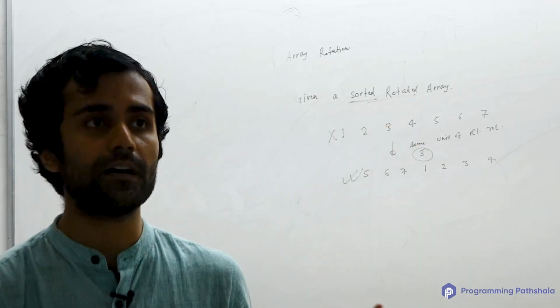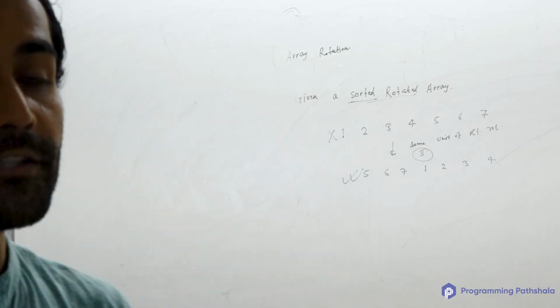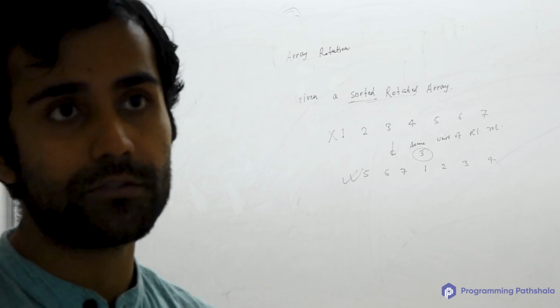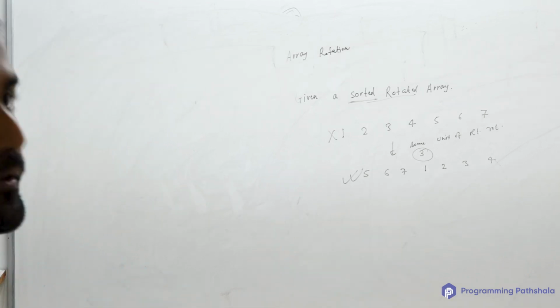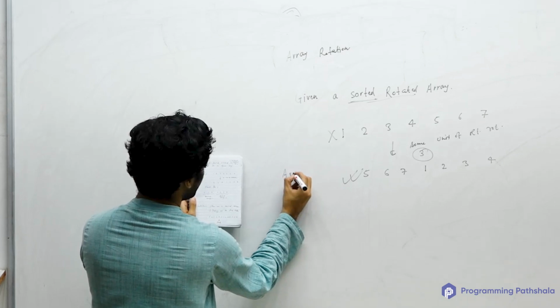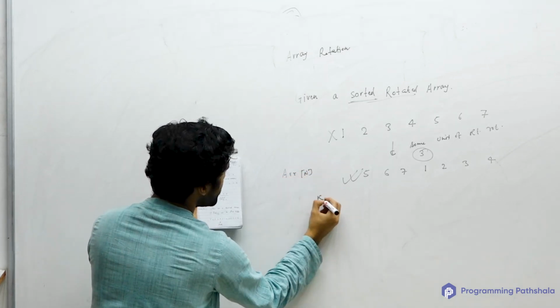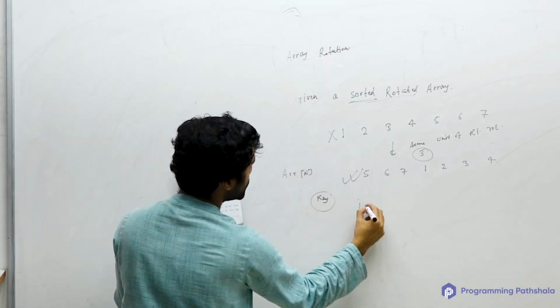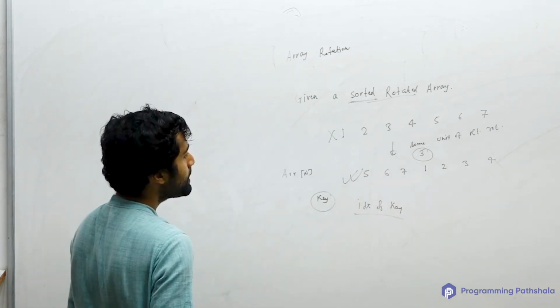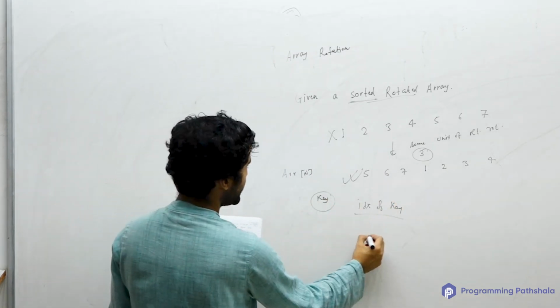There can be n-1 units of rotation, there can be 2 units of rotation, there can be 0 units of rotation also. So you don't know how many units of rotation are there. You simply know the array is of size n and you have been given a key and you have to find the index of the key. Return the index of the key in the array, and if it is not present, then return -1.